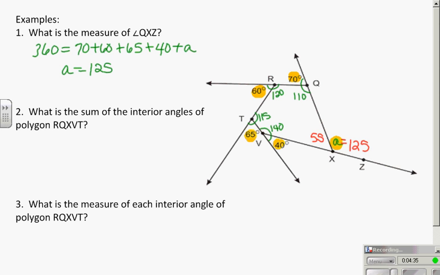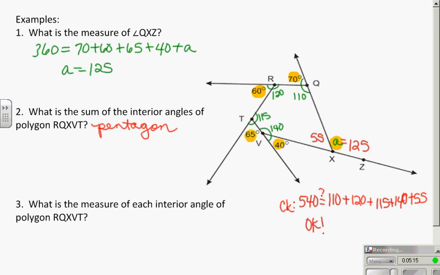Now using the linear pair, that makes this angle 55. As a nice check, these interior angles of a 1, 2, 3, 4, 5-sided figure should add up to 540. So if I check, I should never get this kind of a problem wrong, because there are multiple ways to check. And so it does work out correctly.